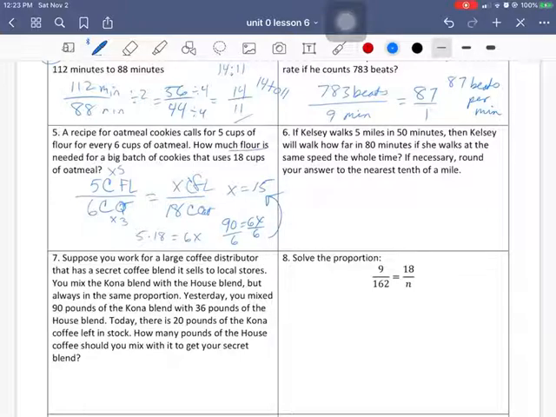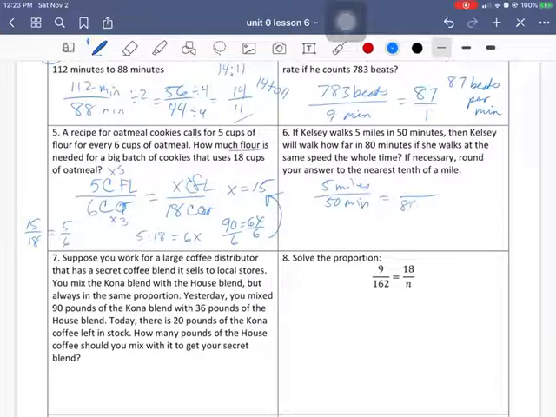All right. Making this a true proportion, right? Because this equation equals this equation. If you take 15 over 18 and we're asked to reduce it, you would divide by 3 and get the 5 over 6, right? So equivalent fractions. All right, Kelsey walked 5 miles in 50 minutes.